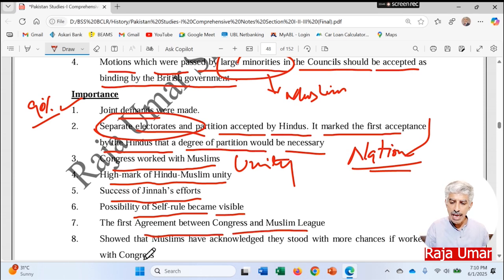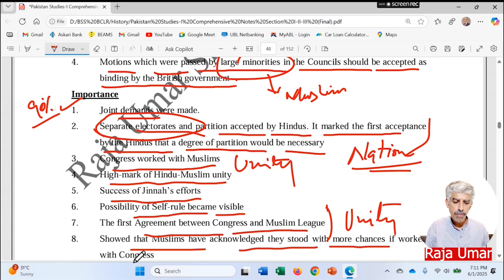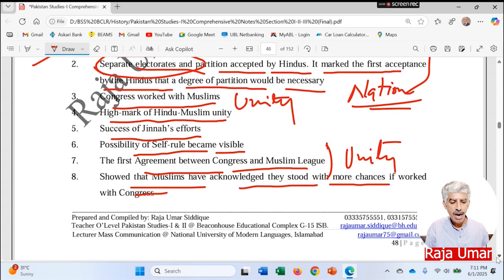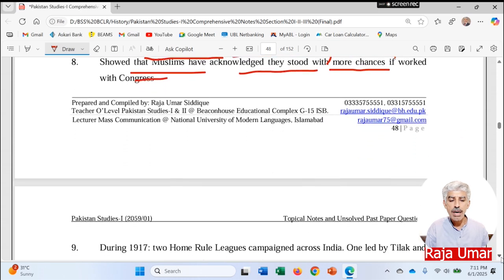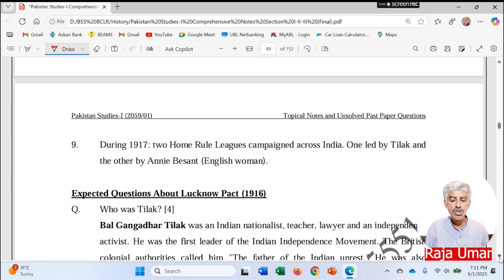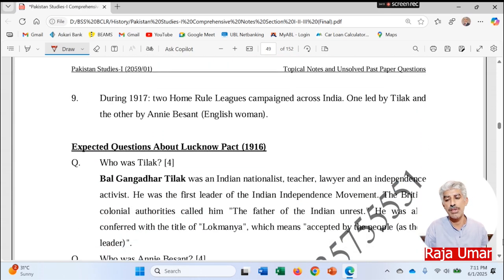The first agreement between Congress and Muslim League showed the unity factor again, that both the political parties of the subcontinent were on a single agenda. It showed that Muslims had acknowledged they stood with more chances if they worked with Congress. Now the Muslims got the idea that if they work with the Congress, definitely they would have more chances to prosper rather than working with the British.